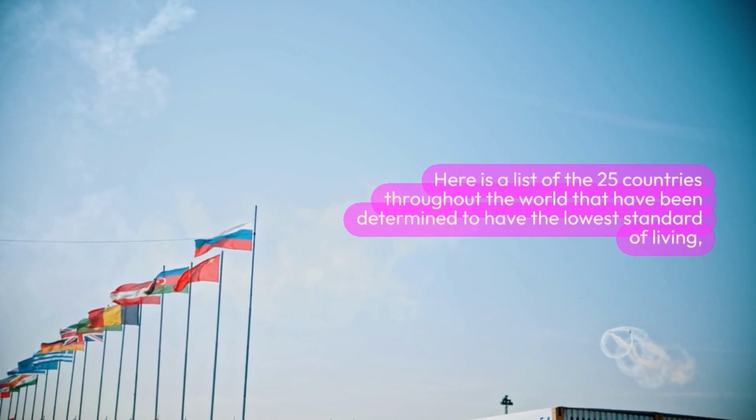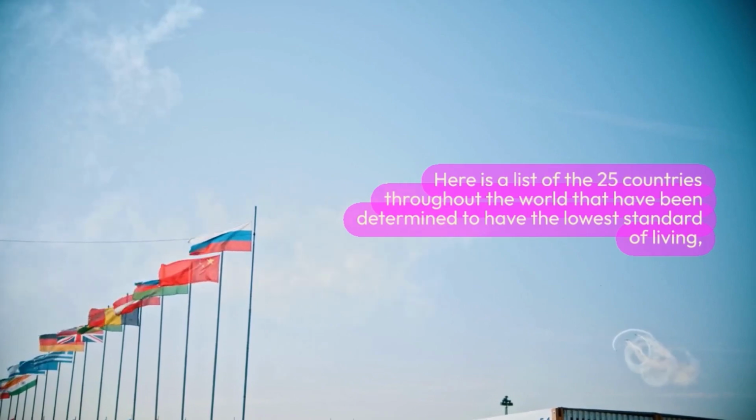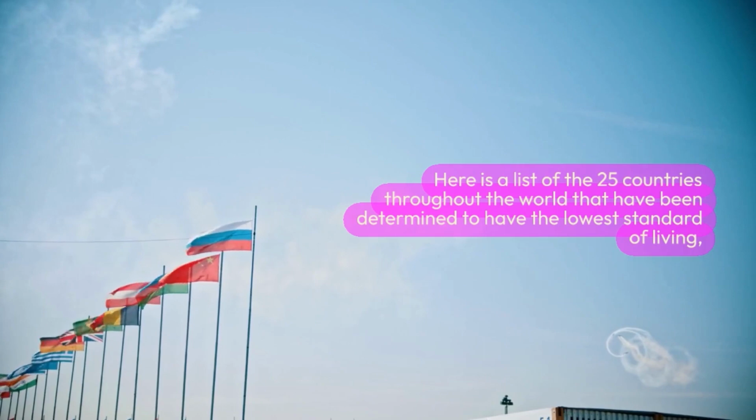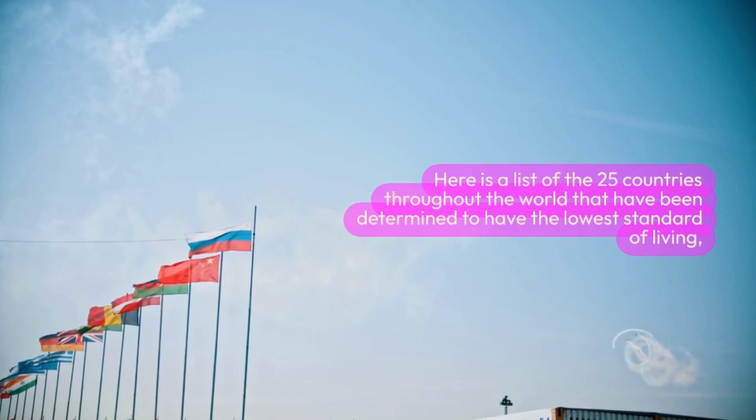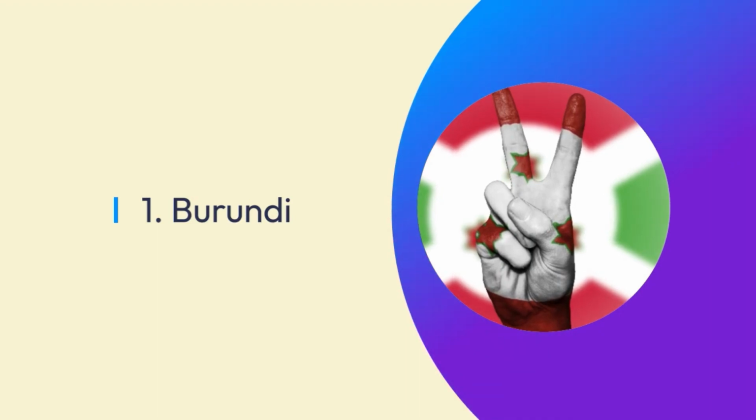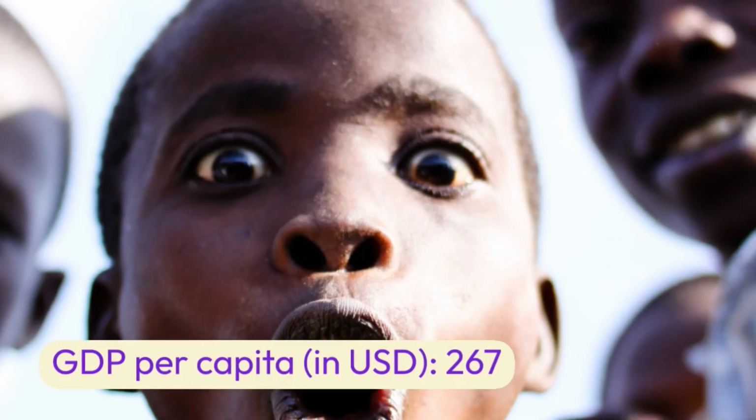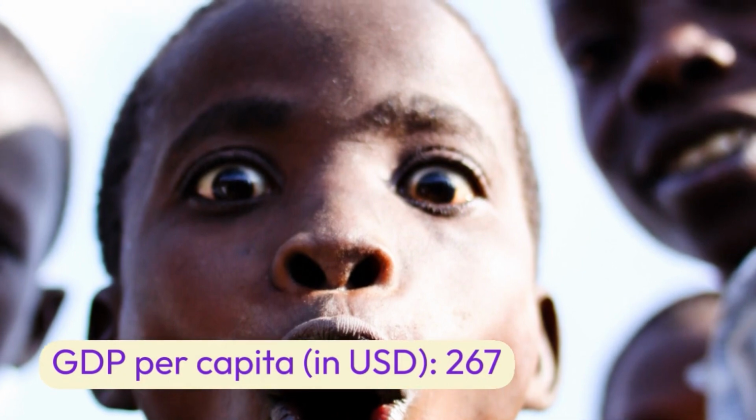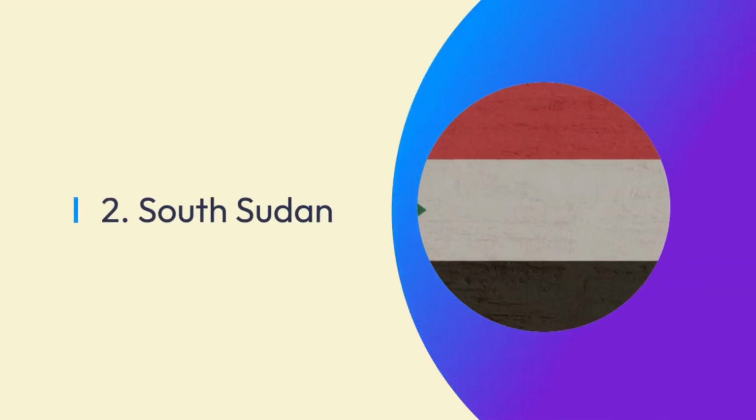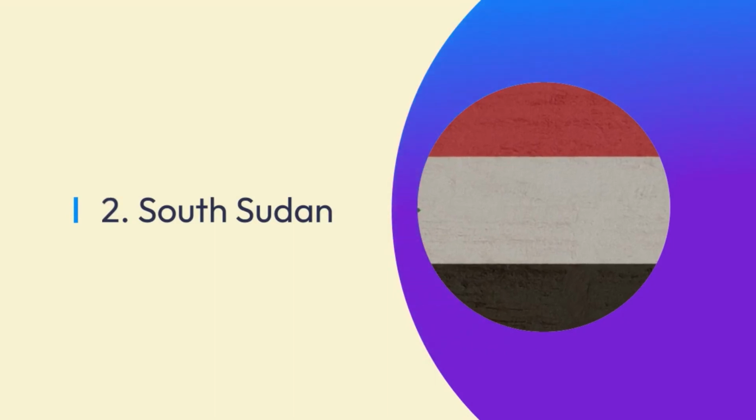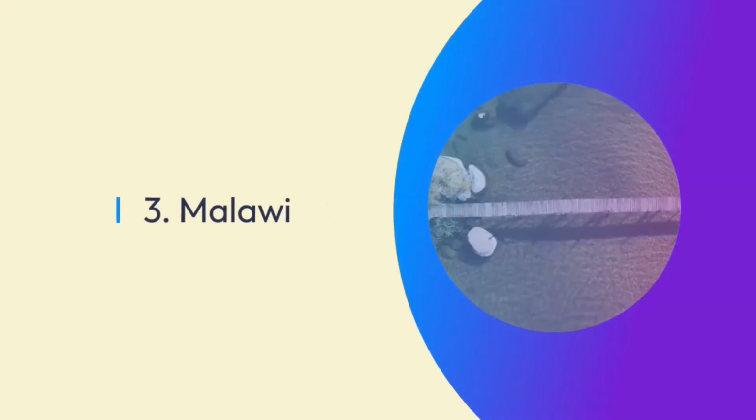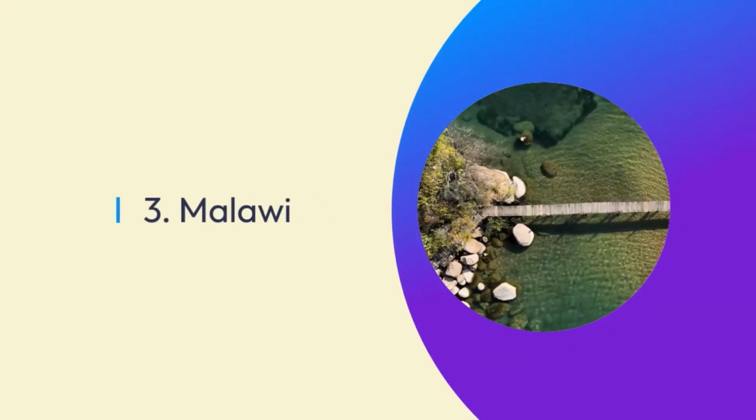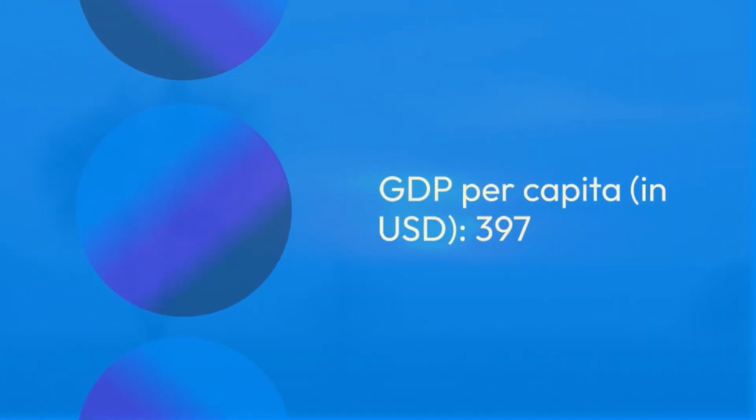Here is a list of the 25 countries throughout the world that have been determined to have the lowest standard of living by applying the various standards discussed in the previous section. The data was recorded by the International Monetary Fund, IMF. 1. Burundi, GDP per capita in United States dollars, 267. 2. South Sudan, GDP per capita in United States dollars, 322. 3. Malawi, GDP per capita in United States dollars, 397.